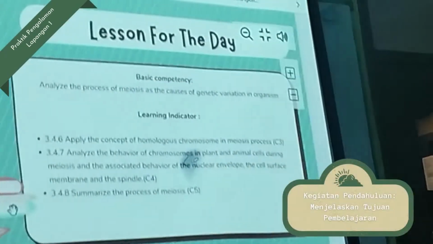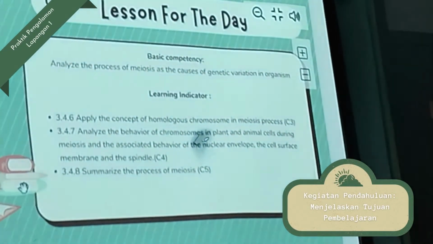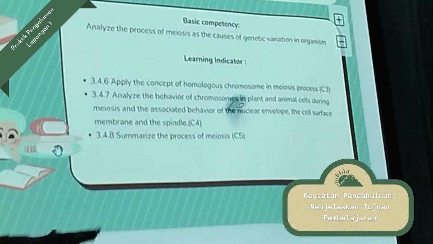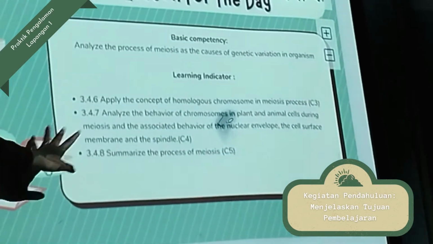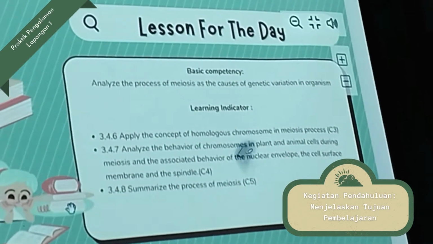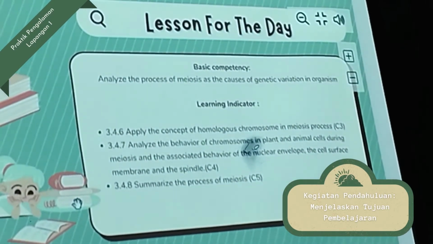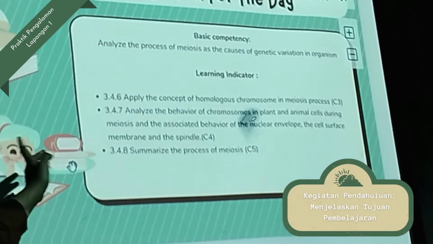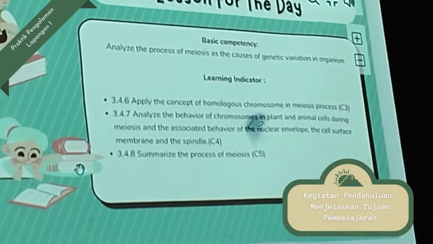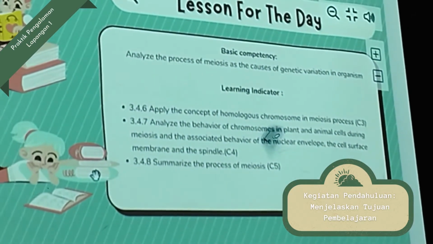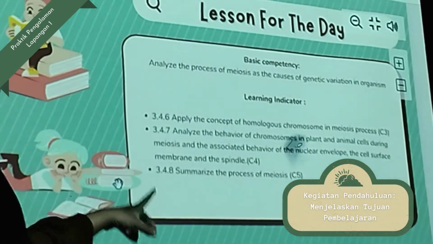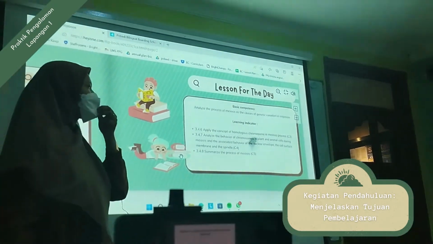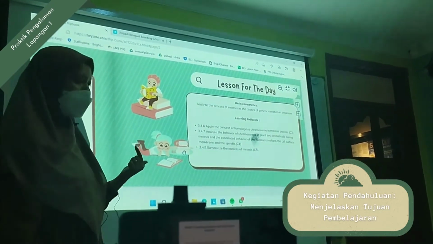Explain to you what we are going to do for today's classes. First, analyze the process of meiosis as the cause of genetic variation in organisms. In these competencies, you are able to apply the concept of homologous chromosomes in the meiosis process. Analyze the behavior of chromosomes in plant and animal cells during meiosis, and then the associated behavior of the nuclear envelope, the cell surface membrane, and the spindle. The last one, you have to summarize the process of meiosis. Okay, so those three are the aims you have to reach by the end of the class.